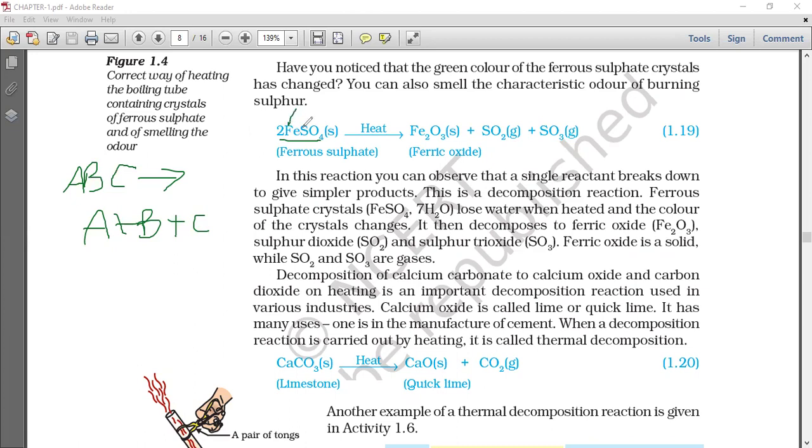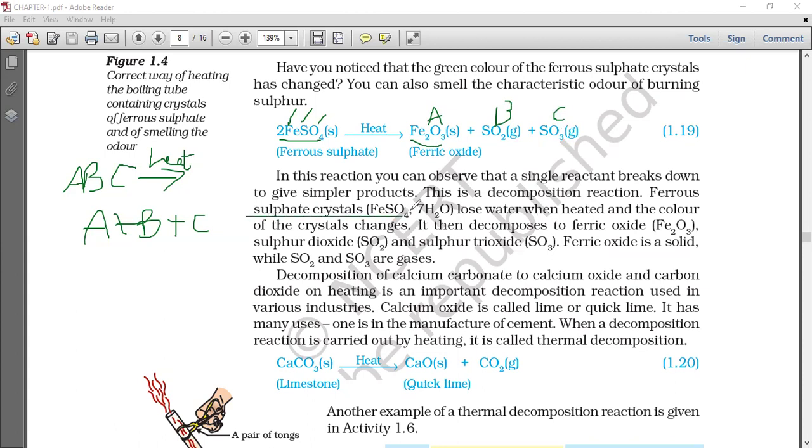How many atoms are there? Iron 1, sulfur 1, oxygen 1. Total 3. It is a compound. After heating, it decomposes, that is, it divides. To divide, we are heating. Let us consider this as A, B, C. When one single reactant divides into three simple compounds or elements, it is known as an example of a decomposition reaction. So what is the ferrous sulfate formula?